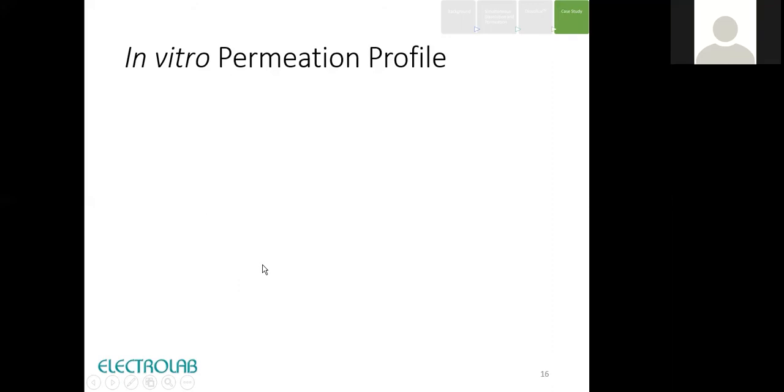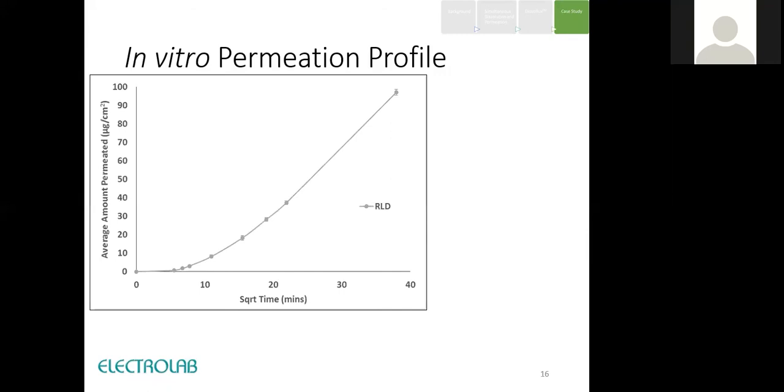Following the dissolution data, the in vitro permeation samples which were withdrawn from the permeation chamber, the concentration of that was also analyzed. In this graph here, we have plotted average amount permeated with respect to square root of time. So we get such a curve. This is for the RLD, this is for test product 1 and for test product 2.